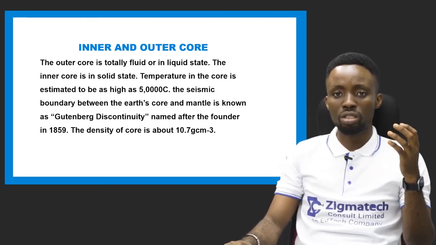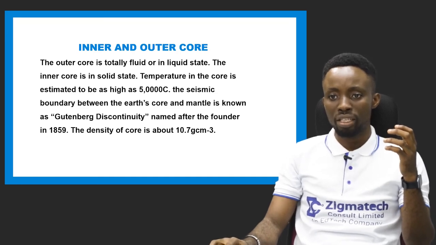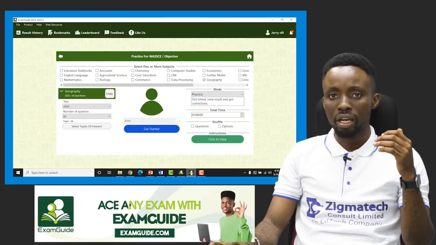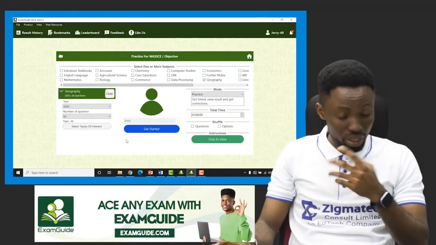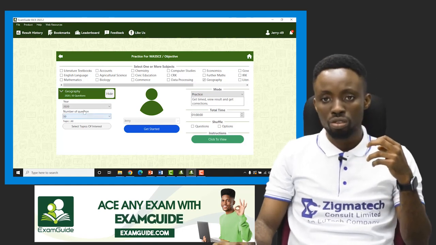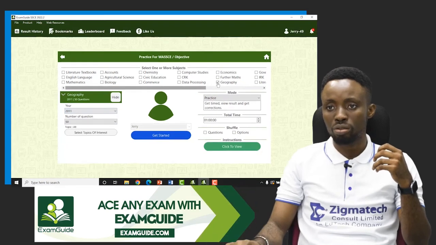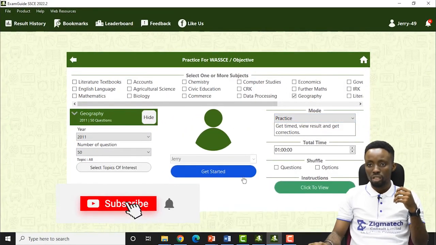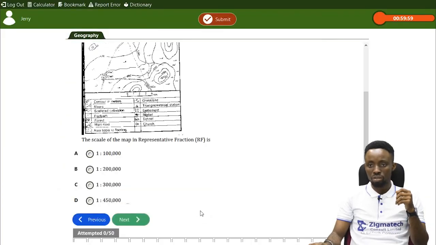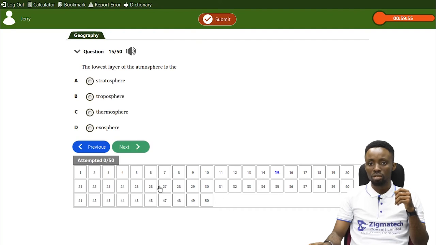So let's look at questions from the exam guide. So we go straight to the exam guide we have here, and we are going to take questions from 2011. Okay, 2011. So let's get started with 2011. So I'll pick a question from number 15 and number 16.